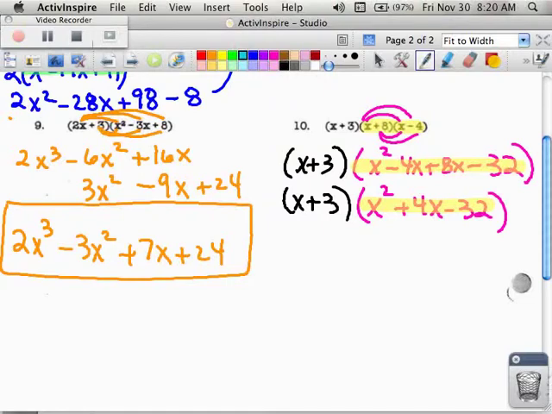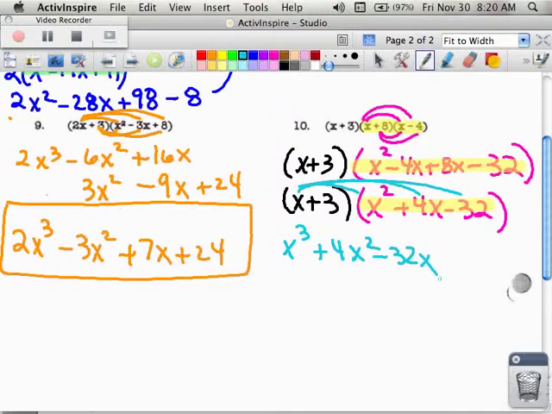Now my last thing that I'm going to do is take the first thing in my black parentheses, and multiply by each of the terms in my pink. So x times x squared is x cubed. X times 4x is positive 4x squared. X times minus 32 is minus 32x. Now I've used the x with every single term.